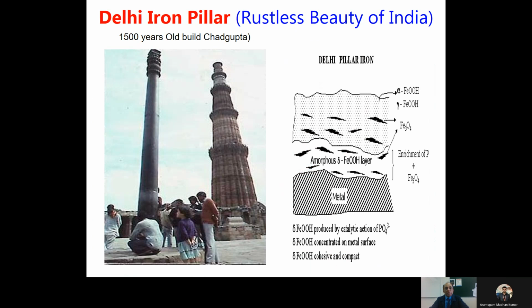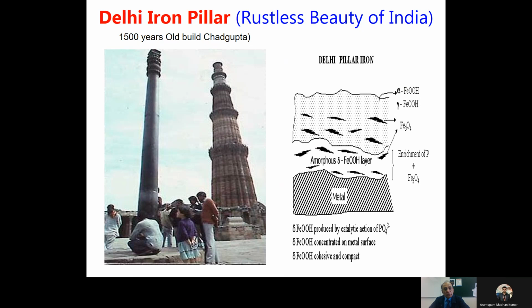You see here, this is the iron pillar of Delhi, and this is known as the rustless beauty of India, and it was built by King Chandragupta in 1915. So it's very old, but still we don't find significant corrosion in this structure.